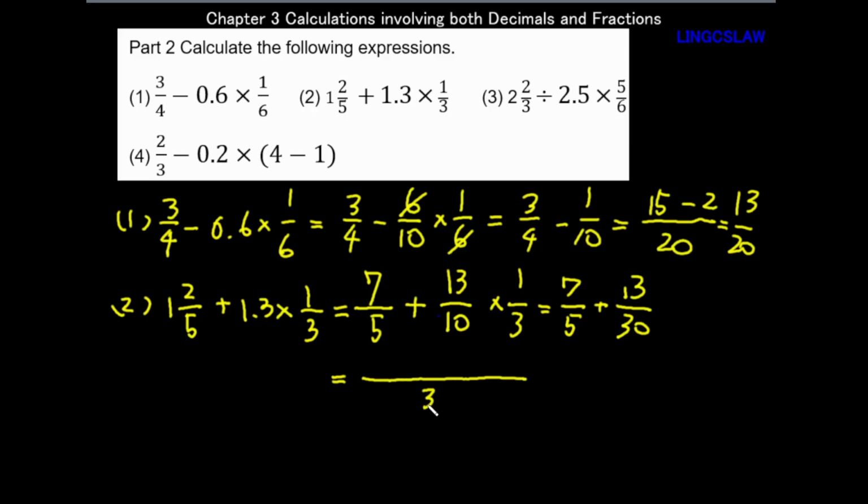LCM is 30. 5 times 6 is 30, so 7 times 6 is 42. 42 plus 13 equals 55 over 30, and divided by 5, 11/6. So the answer is 11/6. Let's go on to number 3.